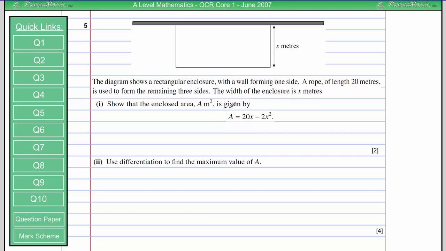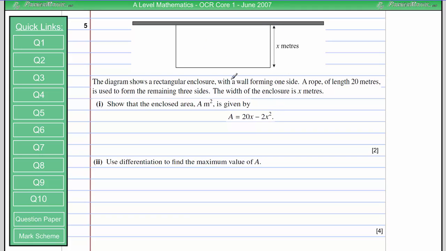Question 5. The diagram shows a rectangular enclosure with a wall forming one side. A rope of length 20 meters is used to form the remaining 3 sides. The width of the enclosure is x meters. Part 1 says show that the enclosed area A meters squared is given by A equals 20x minus 2x squared. Well, we've been given the answer that we're trying to achieve here, and we just need to show some working out to get it. So at the end we should know whether we've done it right.